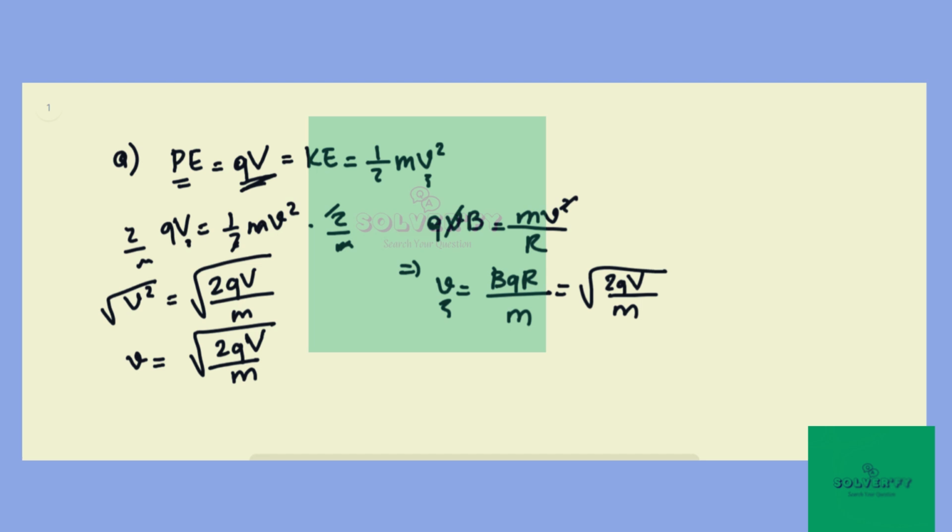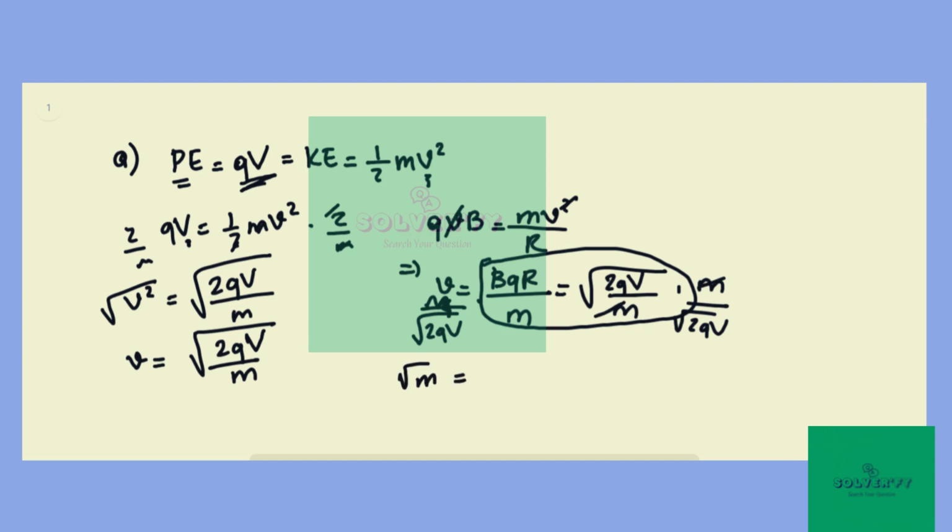And now I'm concentrated on these two equations. How can we isolate m, the mass, out of this? Because that's what we're looking for. Then let's multiply both sides by m and divide both sides by the square root of 2qV. Then what we're going to have here is the square root of m, right? The square root of m equals, these are going to cancel, BqR over the square root of 2qV.